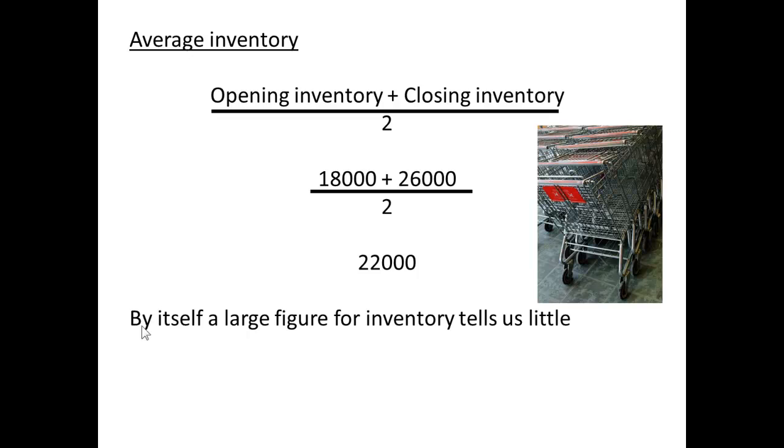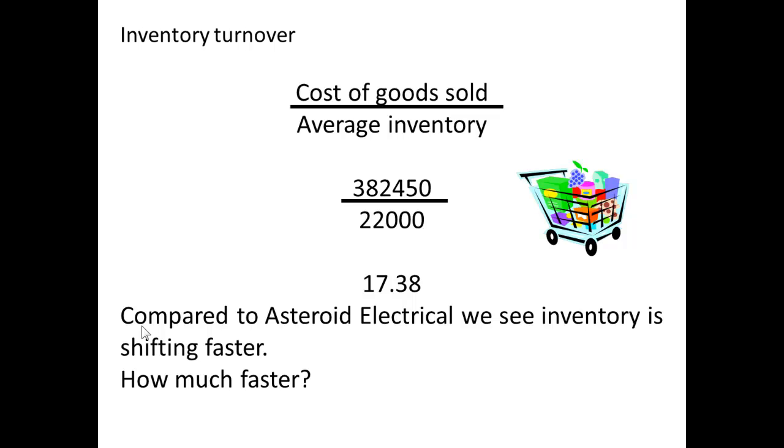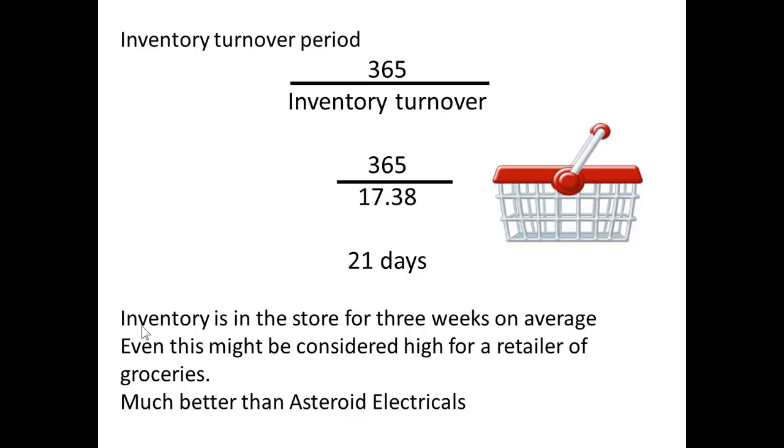So average inventory is 22,000, which by itself doesn't tell us a great deal. But the inventory turnover, the cost of goods sold divided by the average inventory, a figure of 17.38. So compared to Asteroid Electrical, we see inventory is shifting faster. So how much faster? You remember Asteroid Electrical, then the figure we got for inventory turnover period was something like 78 days. Here, the inventory turnover period, 365 divided by 17.38, 21 days. Moving much faster obviously than the electrical store.